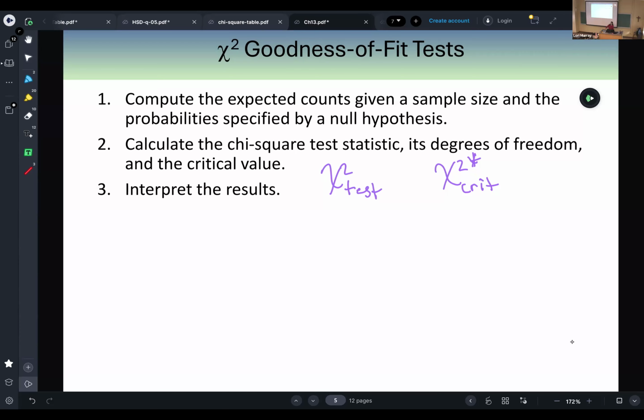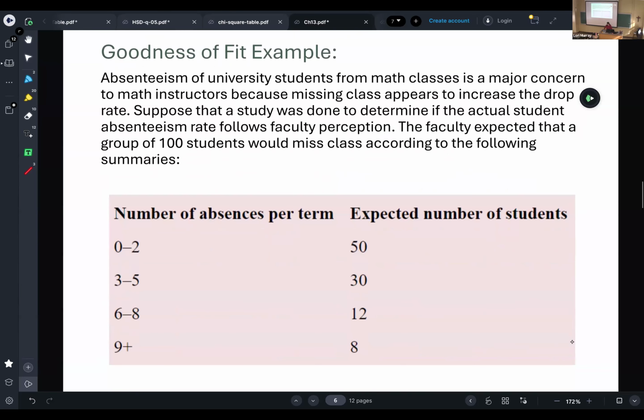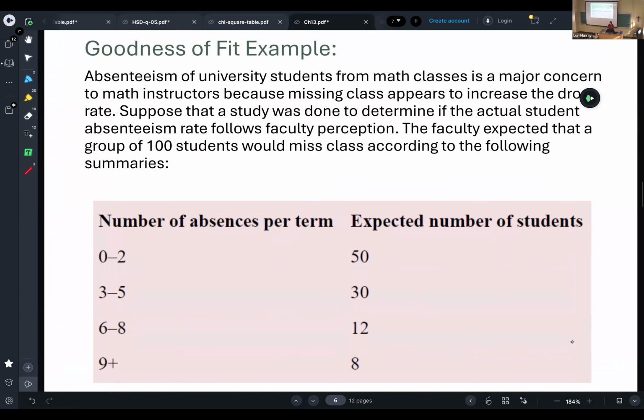If the chi-square test statistic is greater than the critical chi-square value, you guys can probably guess, what do you think we're going to do? We're going to reject the null hypothesis. It's the same decision rule, right? So it's very consistent. You'll start seeing a lot of patterns in this, and our conclusions are very consistent. So let's try an example. I think the best way to understand this goodness of fit test is to do an example.